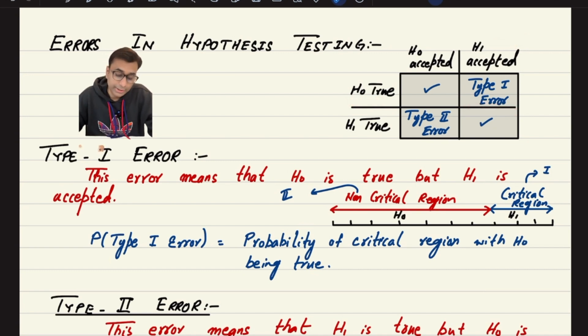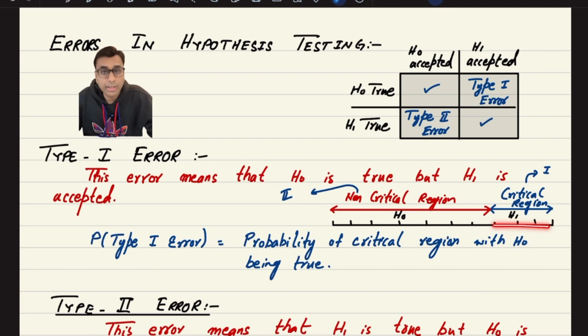So with H0 being true, which is part of your null hypothesis, if you find out the probability of the critical region, that will be the probability of type 1 error. So probability of type 1 error is equal to the probability of the critical region.